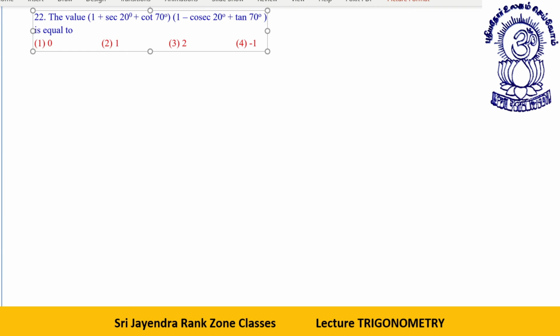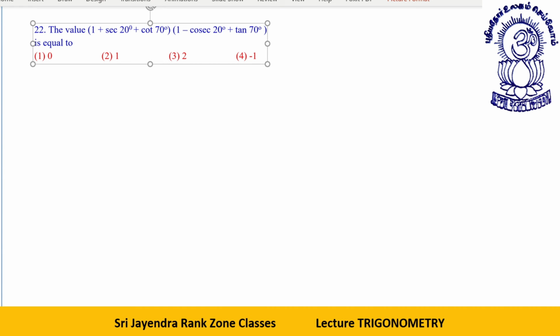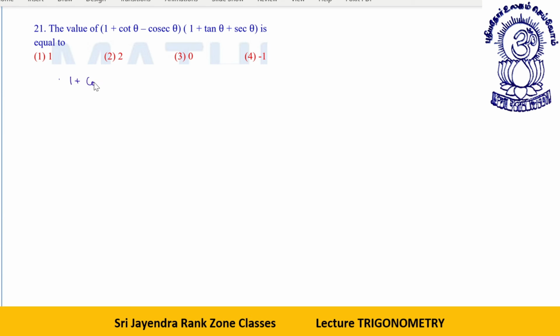This is the next question. Value of 1 plus sec 20 cot 70 minus cosec 20 tan 70. Before this, let me show you a similar question. Let me take a similar question, that is this one. 1 plus cot theta minus cosec theta, 1 plus tan theta plus sec theta. You have this question, 1 plus cot theta minus cosec theta into 1 plus tan theta plus sec theta.